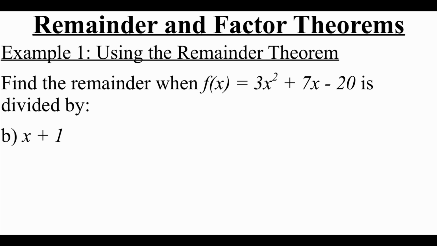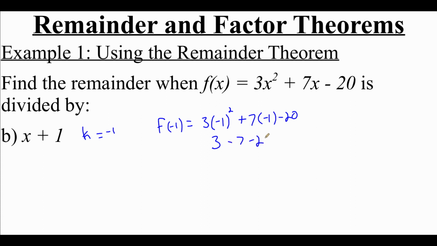Okay, same function here, but now we want to look at a different k value. So we're going to be taking this and dividing by x plus 1, which means that our k value would be negative 1. So if I want to figure out what my remainder is going to be, then all I'm going to look at is f of negative 1. So I plug in the negative 1. Negative 1 squared is 1, times 3 is 3. 7 times negative 1 is negative 7, and then we have our minus 20 on the back end. So that should give us negative 24 as our remainder.